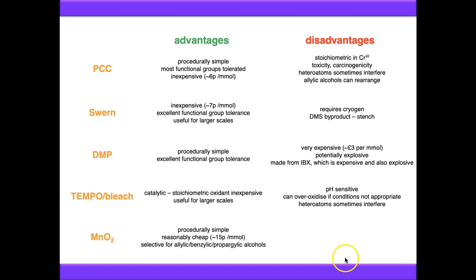Manganese dioxide, procedurally very simple, reasonably cheap. It's selective for allylic, benzylic and propargylic, so if that's what you want, then that's wonderful. The issue with manganese dioxide is you generally need 5 or more equivalents of MnO2, so obviously you have to use quite a lot of stoichiometric excess. Similarly, it only works for allylic, benzylic and propargylic alcohols, so if you need to oxidize something that isn't one of those, MnO2 is not the best choice.